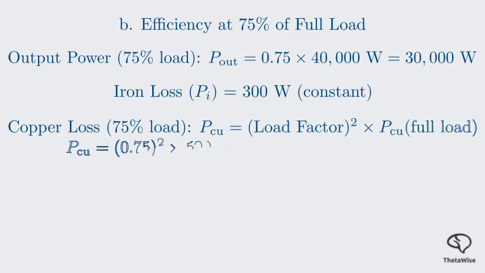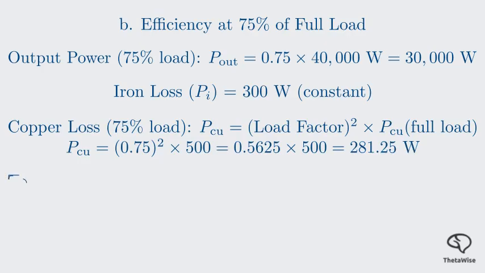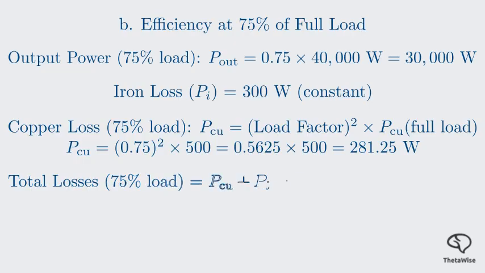This gives us a new copper loss of 281.25 watts. Now we calculate the total losses at this load. It's the new copper loss plus the constant iron loss. 281.25 plus 300, which is 581.25 watts.